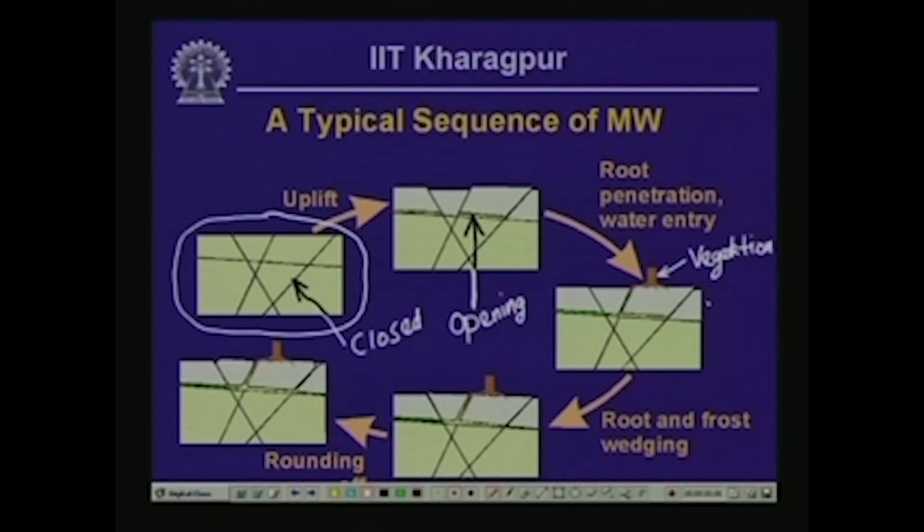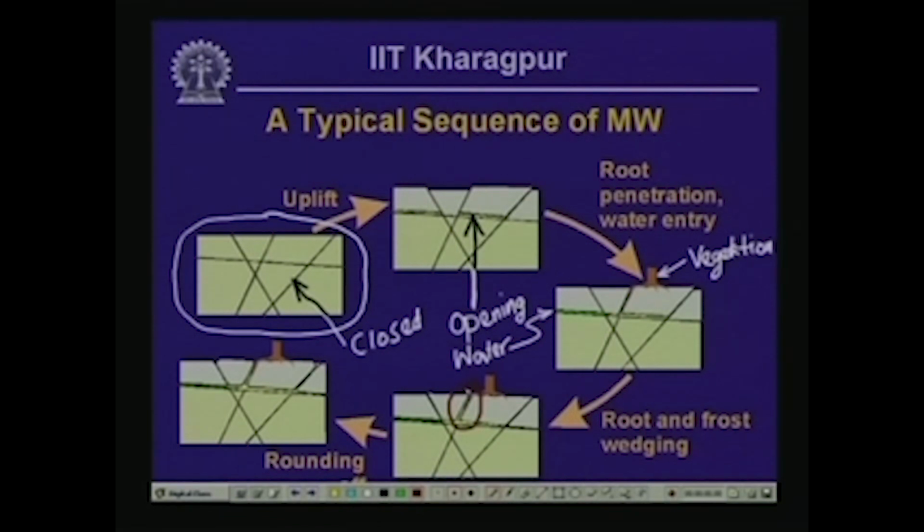Vegetation could grow in due course of time, then some chemical weathering agents can gain entry, such as water, and subsequently what could happen is that the growth of the vegetation could lead to wedging of some of the joints.